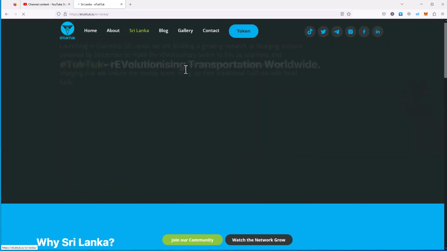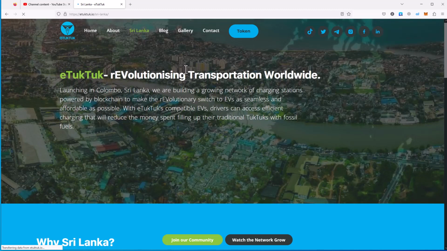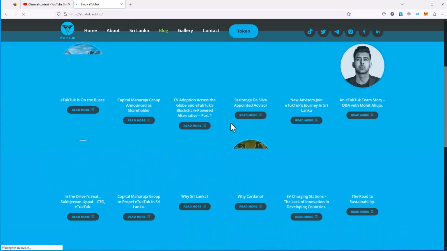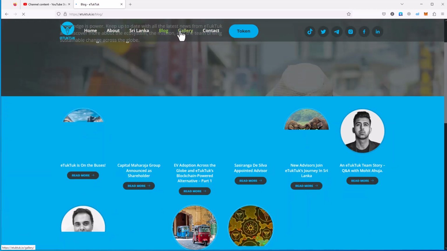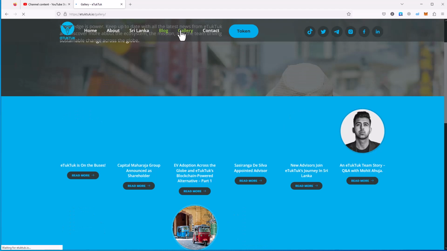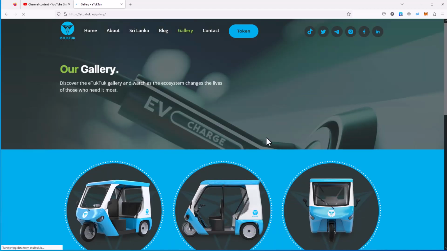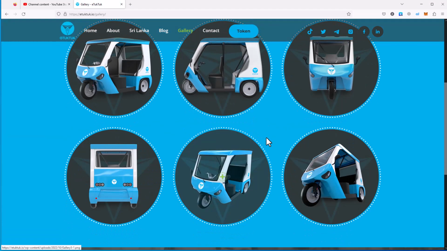Carbon credits. eTukTuk incentivizes eco-friendly practices by rewarding users with carbon credits for choosing electric tuk-tuks over conventional vehicles. These carbon credits can be traded on the platform, promoting sustainability and environmental consciousness.